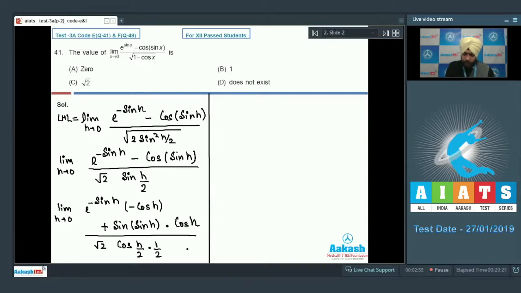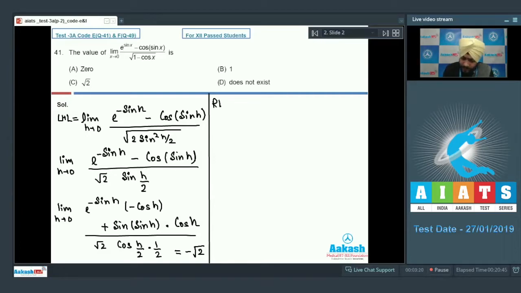by 2. So students, as we put h tends to 0, we have e raised to power minus 0, that is 1 into minus 1 plus 0. So minus 1 plus 0 upon 1 by root 2. So we have minus root 2 as the answer for the LHL of this particular limit.